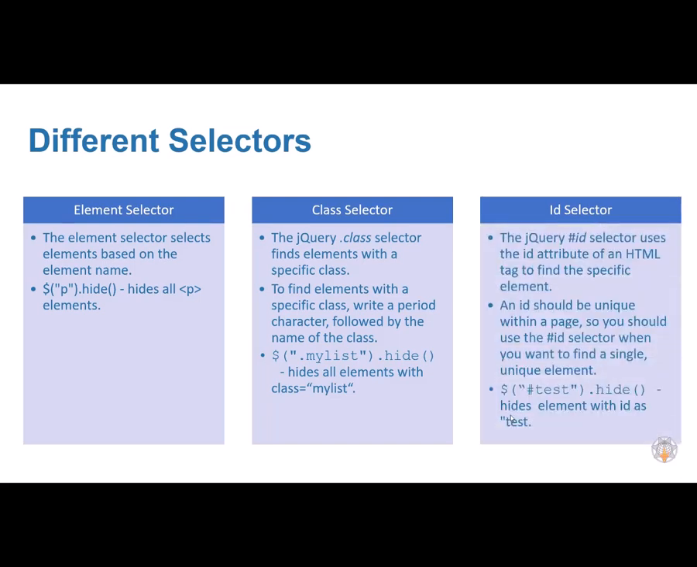The jQuery ID selector uses the hash sign to find a specific HTML element. An ID should be unique within a page, so using the hash ID selector, you would want to find a single unique element. As seen in the example here, $('#test') would select the HTML element with the ID as test and hide that particular HTML element.